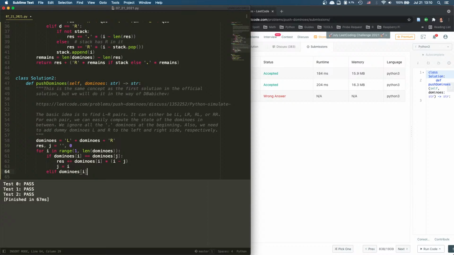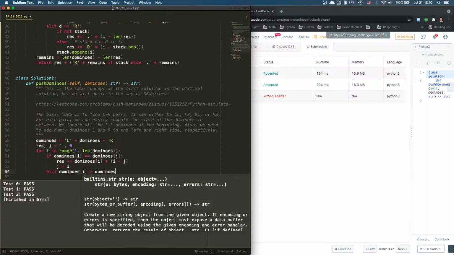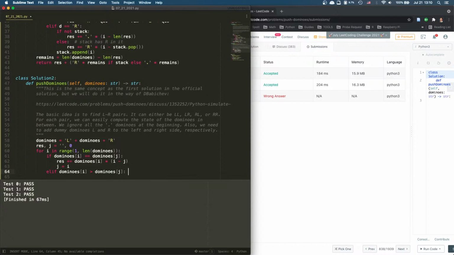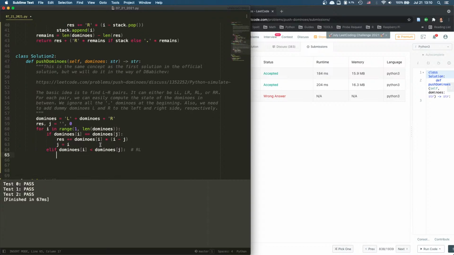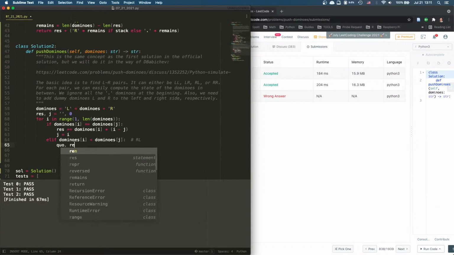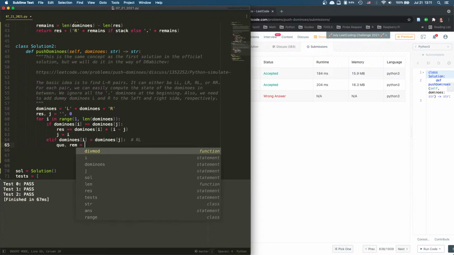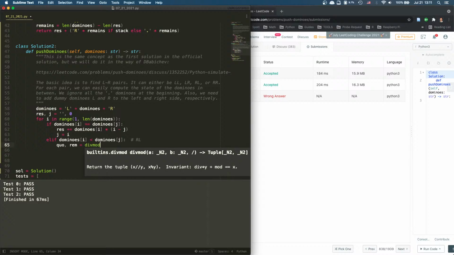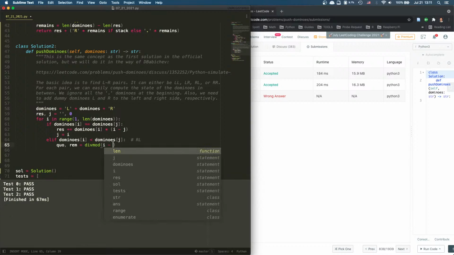If domino I, if that is R, is larger than domino J, right? So this is a situation of R... no, no, this is smaller. That's going to be RL. So the RL situation, we're going to have quotient and rem equal to divmod I minus J.